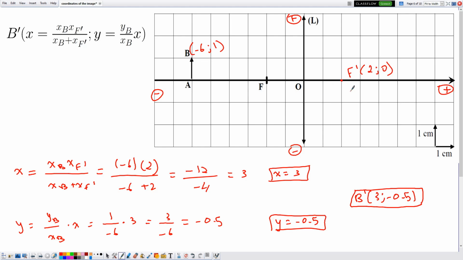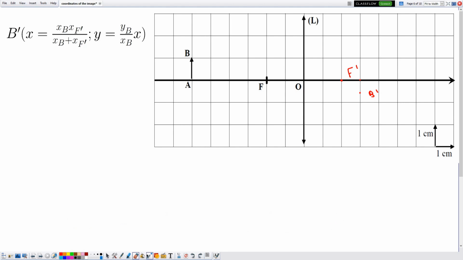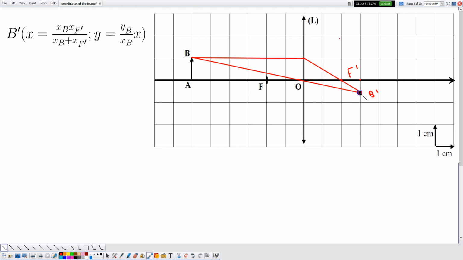So now let's locate the point B prime. 3 divisions in the positive direction, 1, 2, 3, and minus 0.5 divisions downward because of the minus sign. So the point B prime will be here. Now let's erase everything. So an incident ray issued from B parallel to the optical axis will emerge passing through the image focus like this, and another one passing through the optical center will emerge without deviation. So this is the tracing.